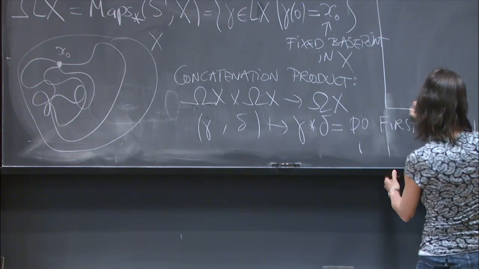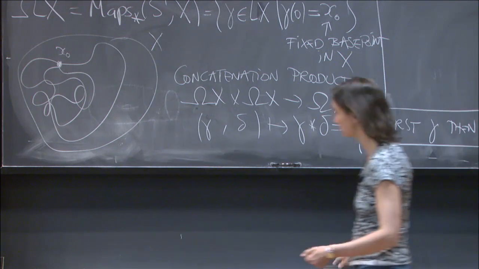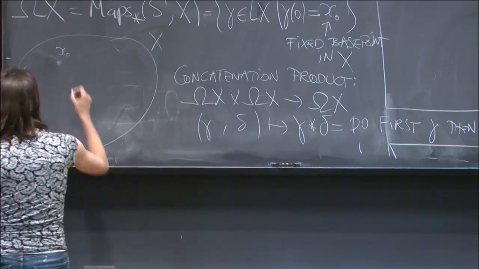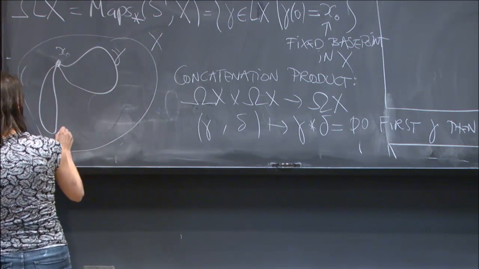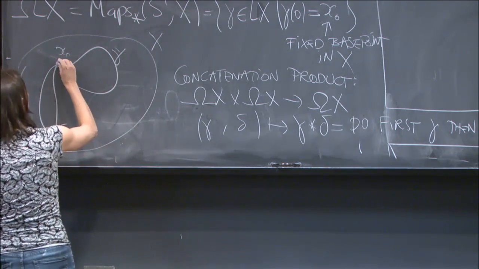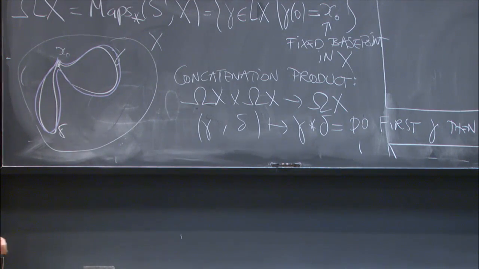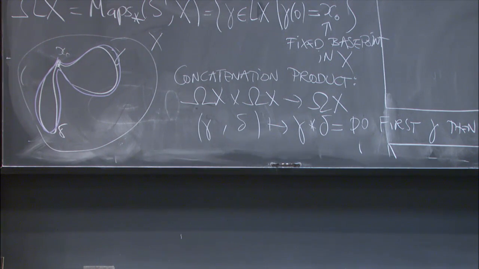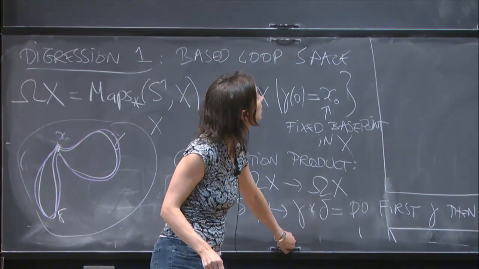Here's my gamma, here's my delta, and then I can do the one and then the other. Okay? So base loops are good. They have a concatenation product. That was one thing that showed up in this Goldman bracket.